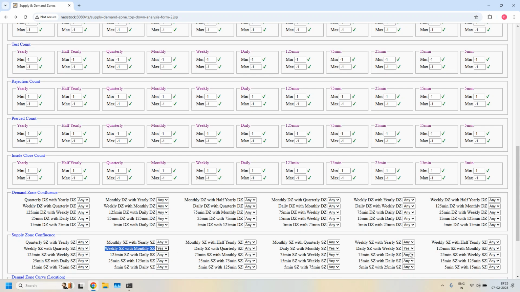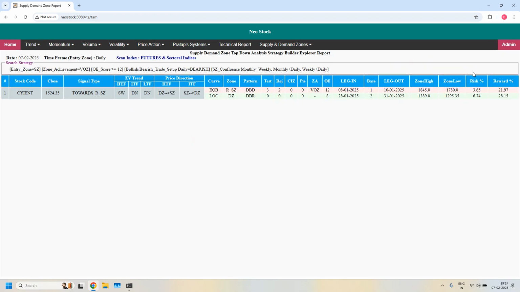With all the three filters, LTF, ITF, HTF supply zone confluence, we got only one stock. So this daily supply zone is overlapped with weekly supply zone, both together overlapped with monthly supply zone. And monthly trend is sideways. Sideways EMA confluence does not add any extra advantage, so we are not looking for EMA confluence. So this is about the bearish trade setup for monthly income trade.